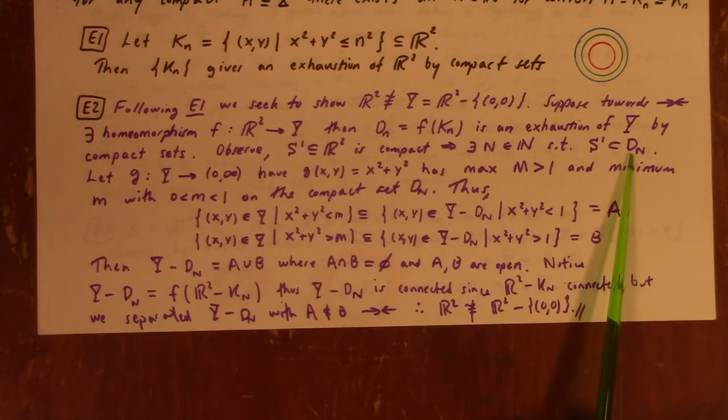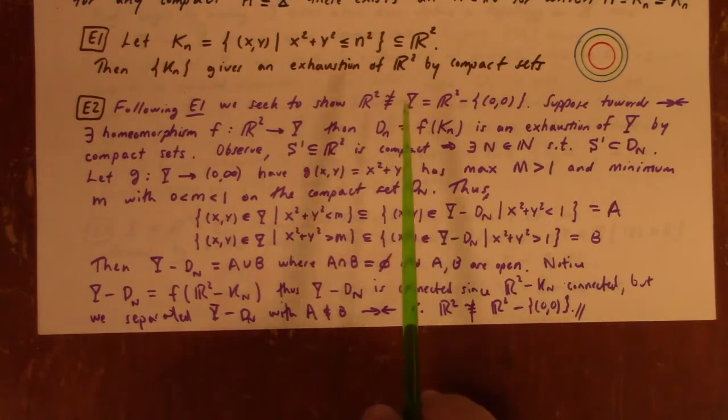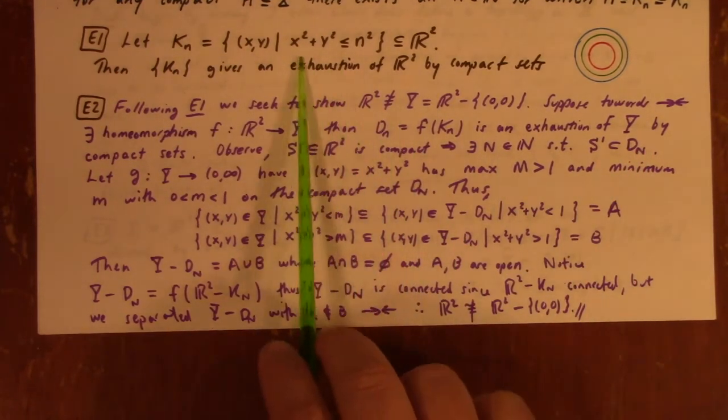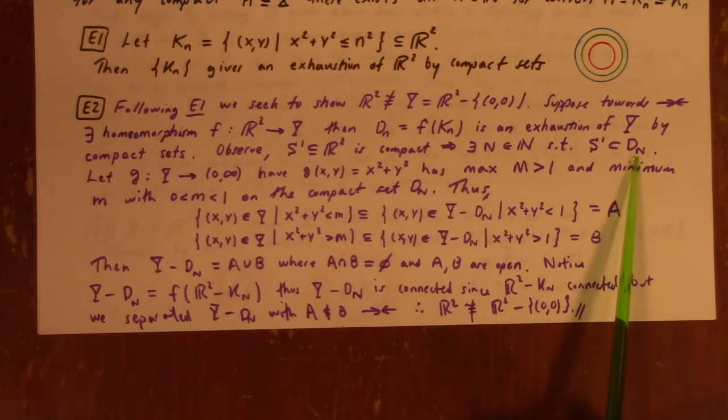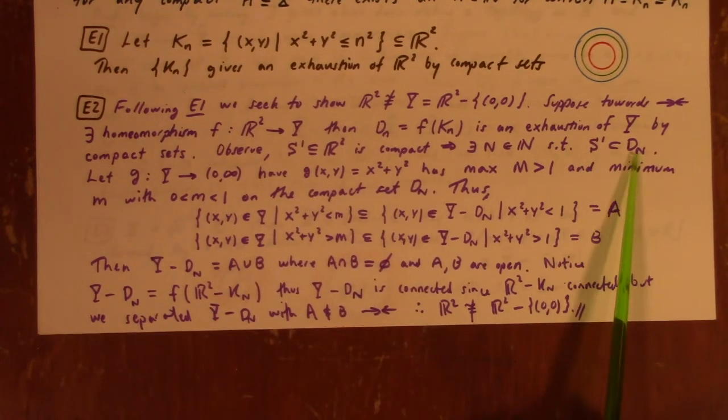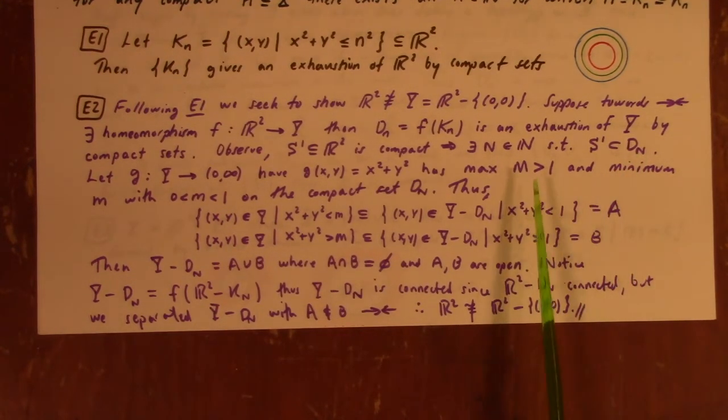Since n is a natural number and Dn is the disk, well, what is Dn? Dn is the image of the disk, right? So I guess I don't know exactly how that is around, containing the S1. I just know that there exists an n such that that happens. And I understand why little m has to be bigger than 1. I don't know if I really understand why little m has to be less than 1.